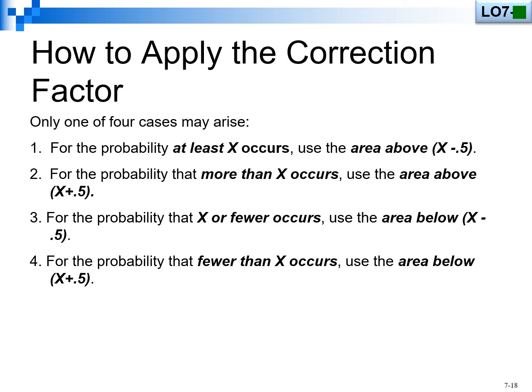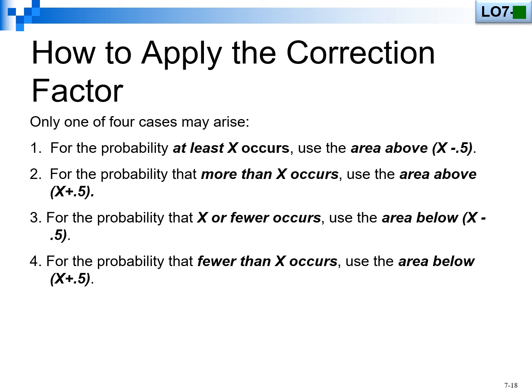Now, if you don't like to draw the curve and you'd rather just follow a specific set of rules, you can go over this scenario in terms of when to add or when to subtract the 0.5. For the probability, if you're talking about an "at least" idea, that's a greater than type of area, so you subtract 0.5. If it's more than x, it's the area above, you do a plus 0.5. If it's x or fewer, it's going to be below, so it's a minus 0.5. And if it's fewer than x, it's an area below, and you do a plus 0.5.